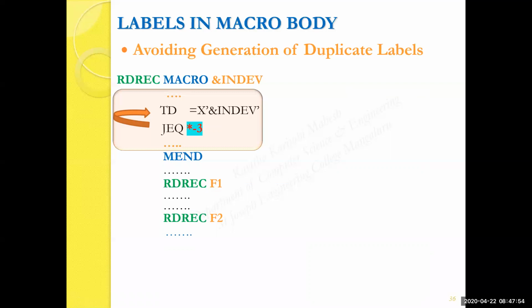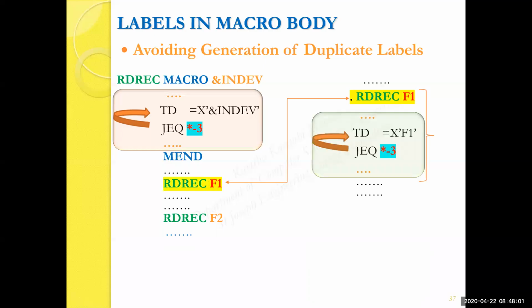how the expansion takes place when this macro is invoked with the macro invocation statement RDIRECT F1. Please note the statements that form the body of the macro will be generated as a part of expansion. The first statement after the dots is TD, and the parameter INDEV is replaced with F1 because F1 is the argument that corresponds to INDEV here. The second statement generated would be JEQ star -3. So star minus 3 here represents the instruction preceding JEQ.